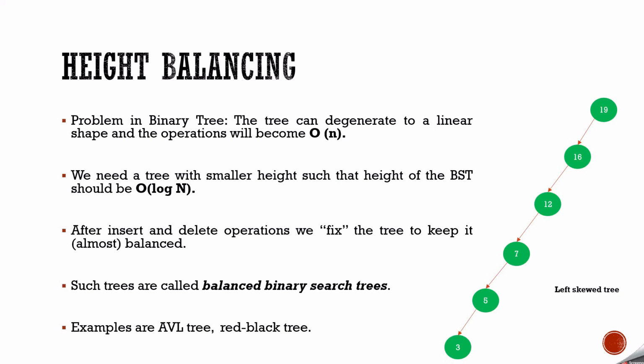If you remember, for a binary tree with n number of elements, the minimum height that we can achieve, if it is a perfect binary tree, is going to be log n. So we are trying to adjust our tree height in such a way that it should not go too much beyond that log n complexity. This is what we call fixing the height of the tree and balancing the height of the tree, and such trees are called balanced binary search trees.